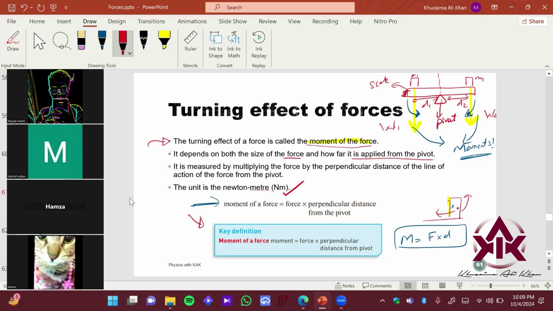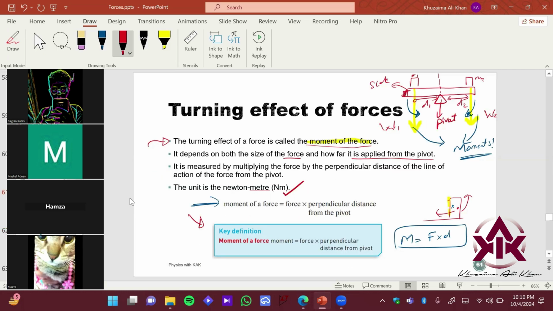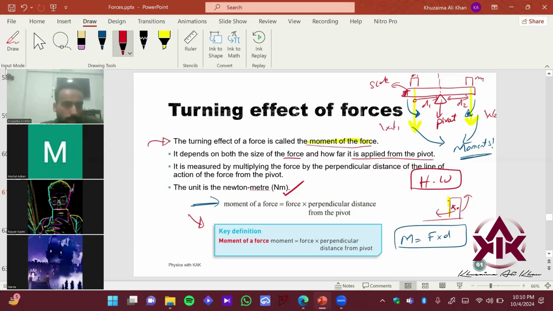No, sir. The last part, the turning effect of forces and the moment, was not clear. The rest of them are clear. How is it not clear? I didn't quite understand the whole point of the topic. Just go and play with your door. This is homework. Try to open your door from the center instead of the doorknob.